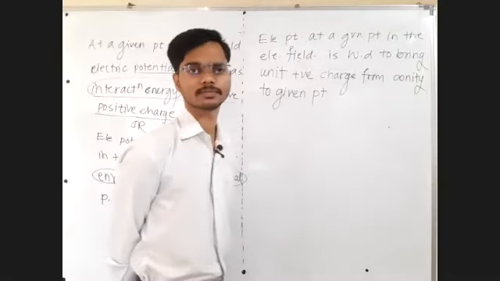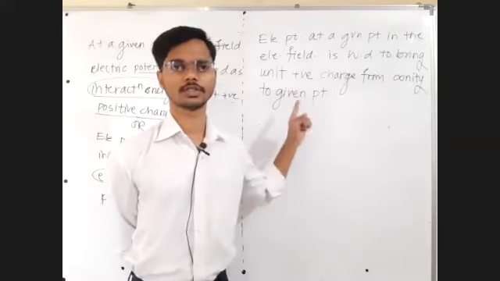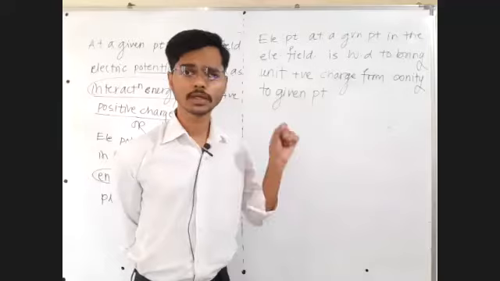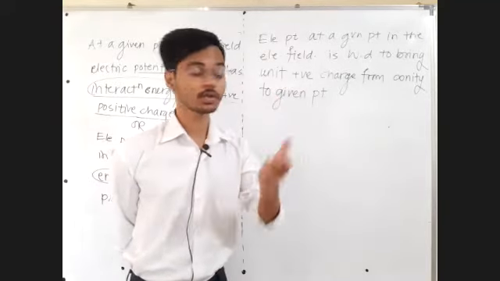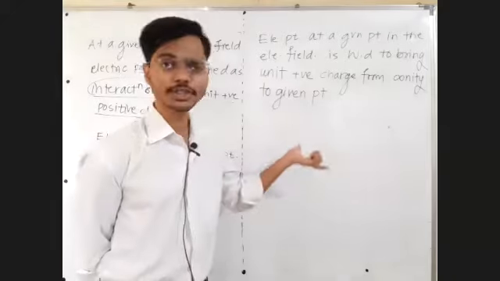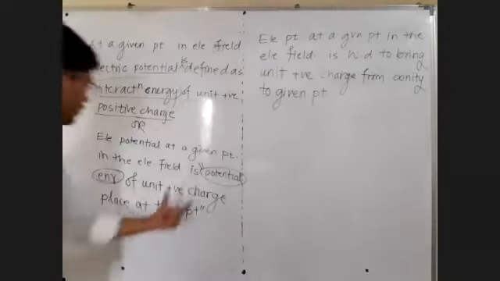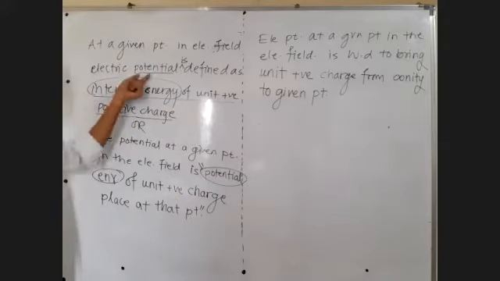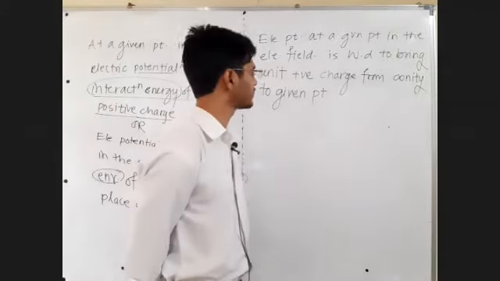Reply in the chat. Yes. This definition, is that clear? Work done to bring unit charge from infinity to given point means potential energy of unit charge. Potential energy of unit charge means interaction energy of unit charge. Interaction energy of unit charge means potential. Okay. One phase is still remaining.